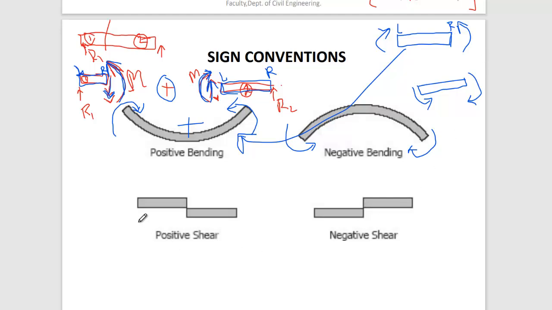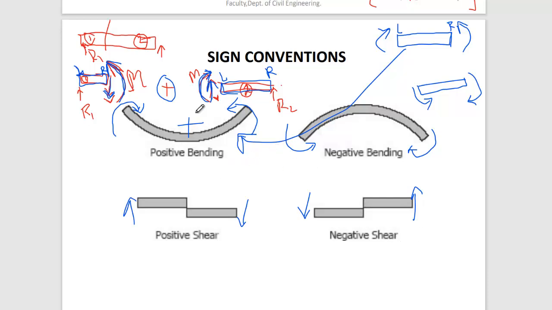So similarly, if this is the positive shear direction, the opposite would be negative. So what will be the negative? The left hand will be downward shear and the right hand will be upward shear. Clear? Yes, sir.